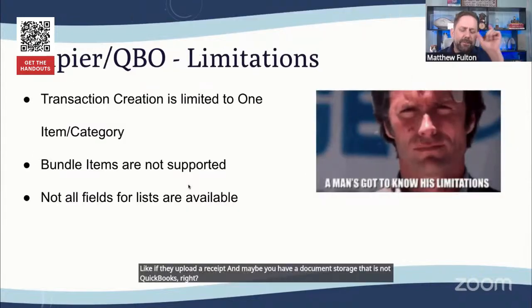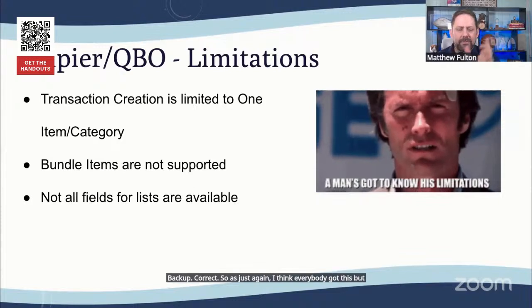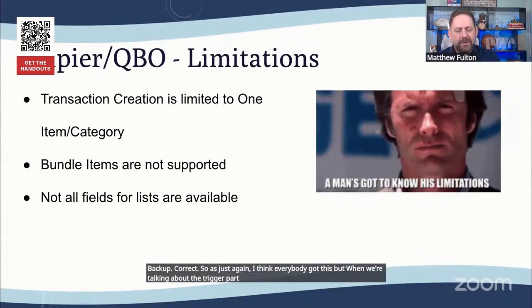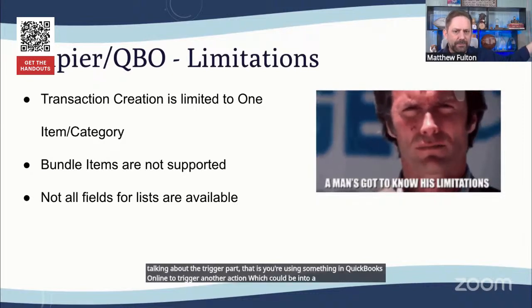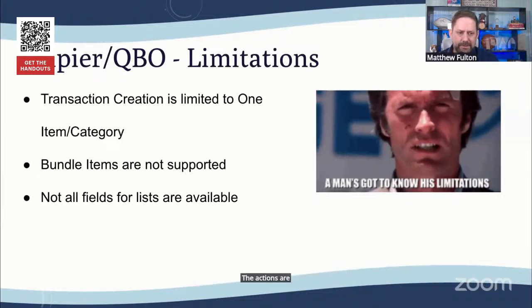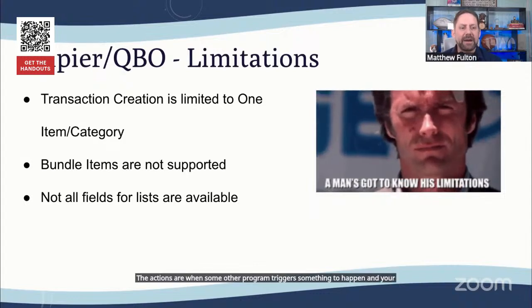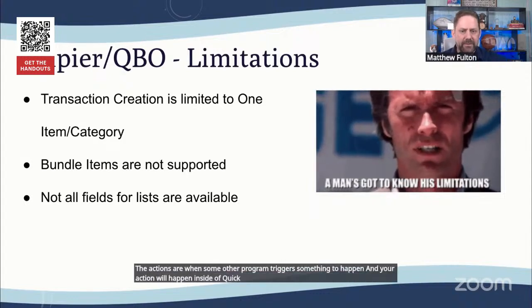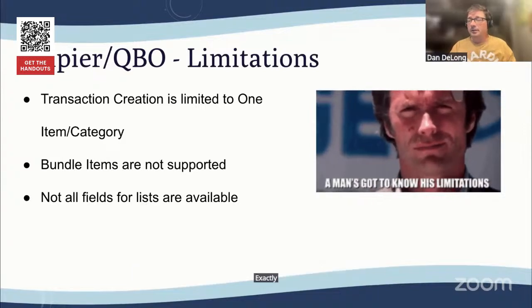Correct. Just to be clear, when we're talking about the trigger part, you're using something in QuickBooks Online to trigger another action, which could be in a different application. The actions are when some other program triggers something to happen, and your action will happen inside of QuickBooks Online. That is the difference. Exactly.